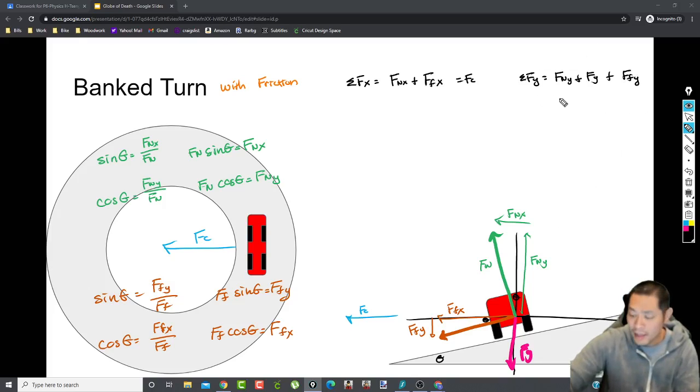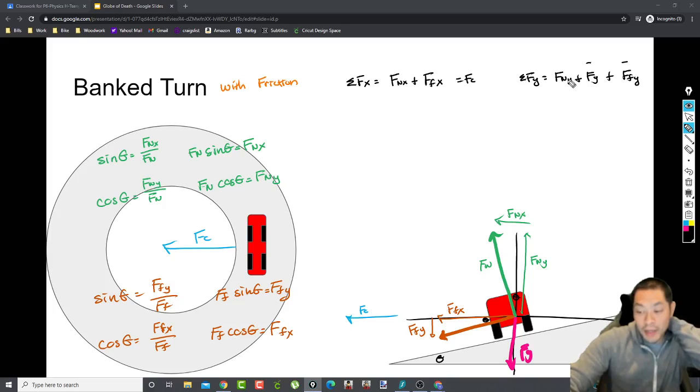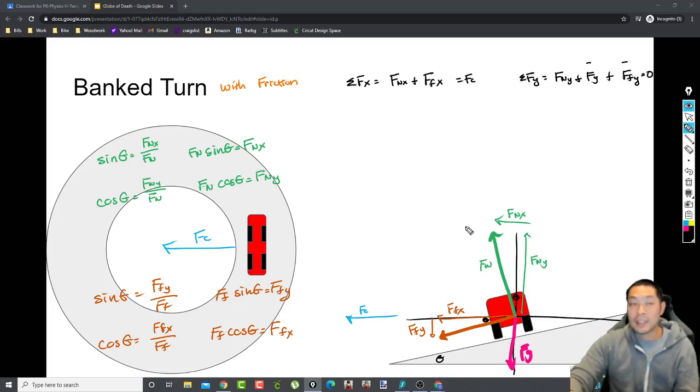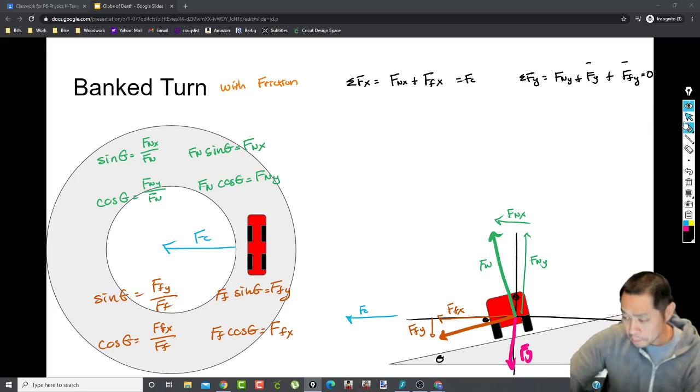This is not. Fny is up, while Fg and Ffy are down. So whatever you do, you just need to remember that these are going to be different signs than this one. So if you make this one positive, these are negative. If you make this one negative, these are positive. The sum of all forces is 0 because the car is not moving up or down. It's only going in a circle. So here's my two. I'm going to somehow combine these two to come up with my final equation. And I'll kind of show why we have to combine it.